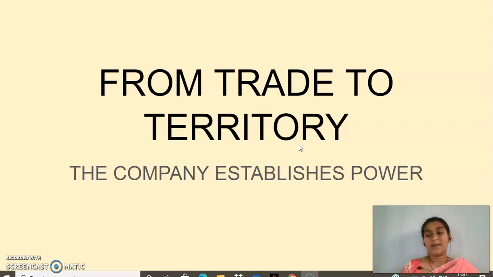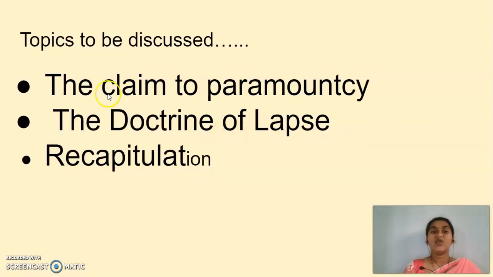And today's concept, the same chapter, from trade to territory, we are going to continue. In today's class we'll see the climb to paramountcy. What is the meaning of paramountcy? It is like a supreme power for the company. They started to climb to supreme power, supreme authority within the country. About that we'll see, and then the doctrine of lapse, which is one of the policies they introduced. That we'll see, and we'll go for recapitulation.